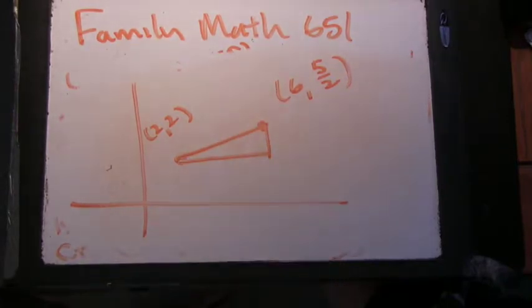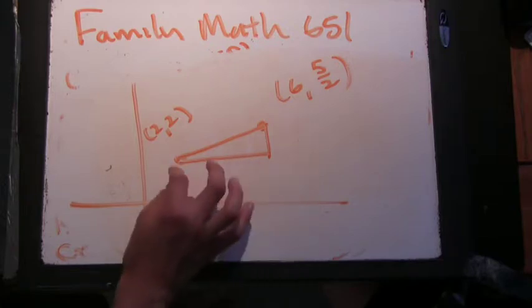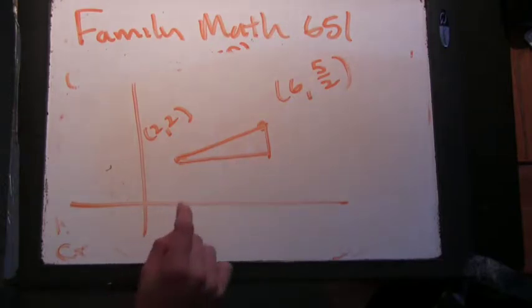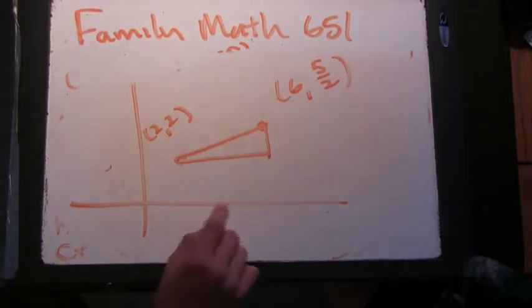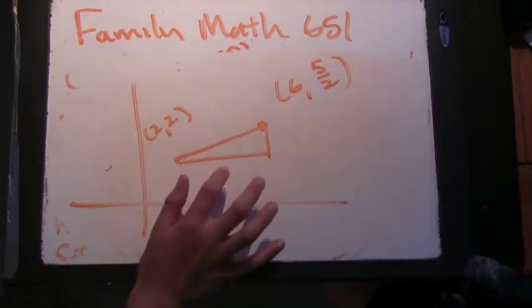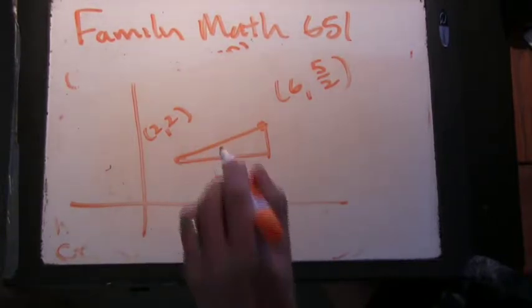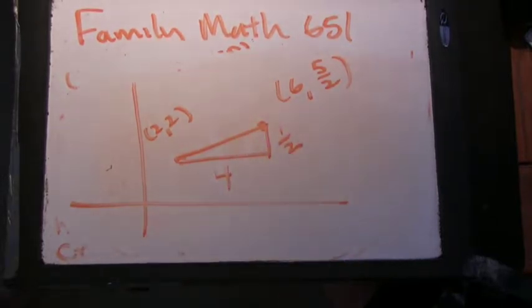All right, how far over does that right triangle go? So it's 6 over, and then no, not 6 over. From this, it's going to go 4 over, and then a half up. A half up. So let's see.